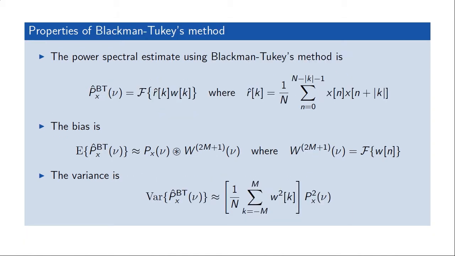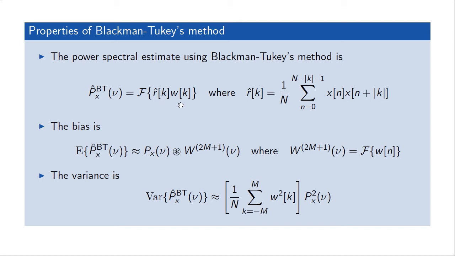Rather than averaging the periodogram or the modified periodogram as we do in Bartlett's and Welch method, we could also achieve a better power spectrum estimator by simply averaging in the frequency domain, or multiplying the autocorrelation function with a shorter window function. And this led to Blackman-Tukey's method. So the Blackman-Tukey estimate is given by the Fourier transform of the autocorrelation estimate multiplied by this window.